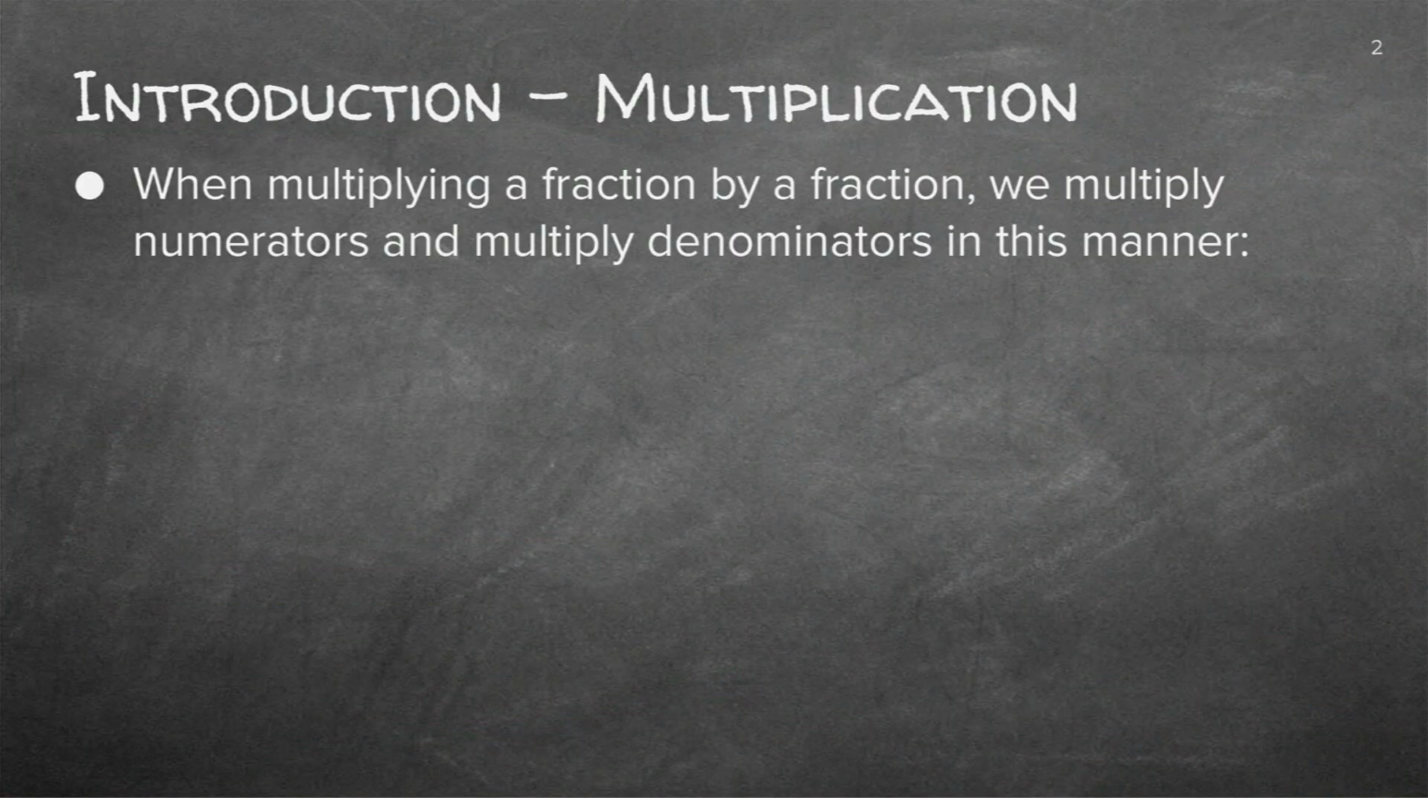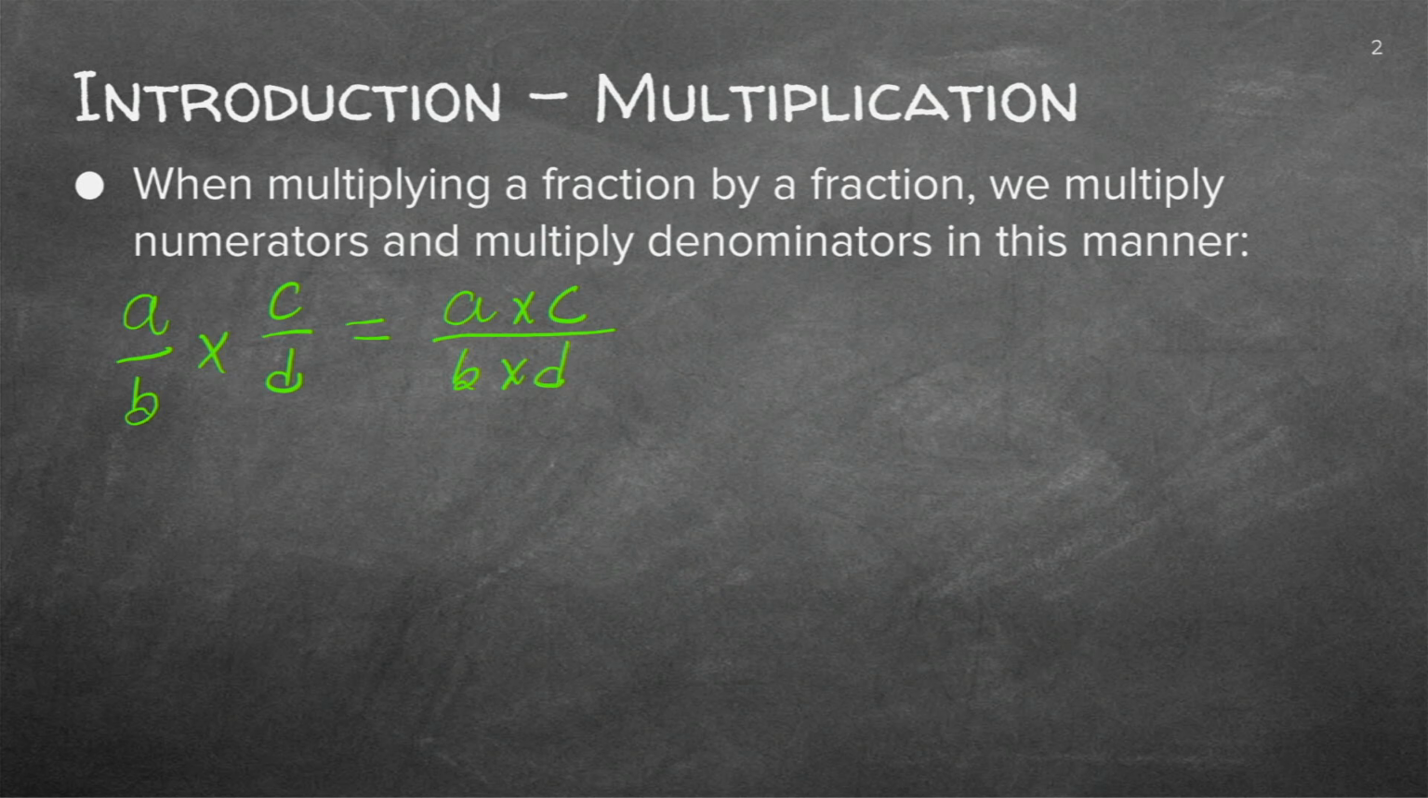So the first part of our lesson today looks specifically at multiplication. When multiplying a fraction by another fraction, we multiply numerators and multiply denominators in this manner. So if you have an example of A divided by B, trying to find the product of C multiplied by D, we simply say this is given by A times C divided by B times D.